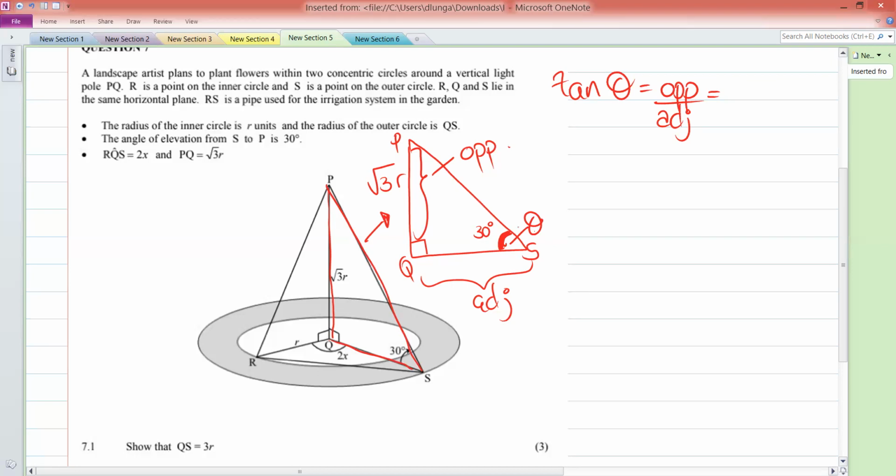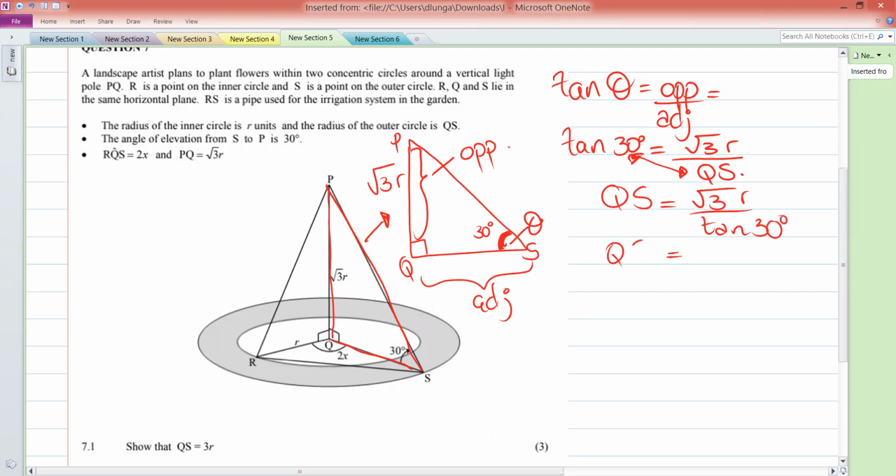Okay. So now we're going to plug in what we have, right? So now this tan, the theta is 30 degrees. The opposite side is √3R. Then the adjacent side, that is your QS. That's what we're looking for, right? Okay. So you can switch the position of these two or cross multiply depending on what your teacher taught you. So switching the positions, QS equals √3R divided by tan 30 degrees.